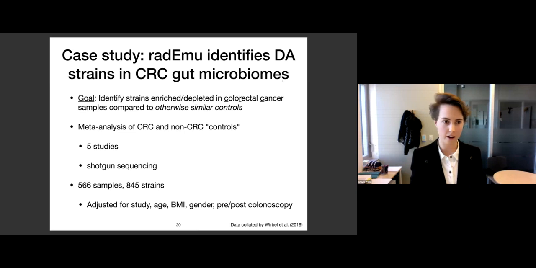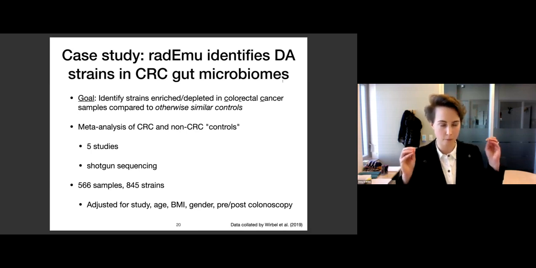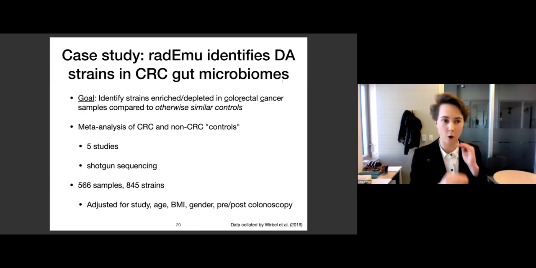Okay, so I told you earlier that what I'm interested in is identifying microbial strains that are more abundant or less abundant in the gut microbiomes of people with colorectal cancer compared to otherwise similar controls. And so what I'm looking for is when comparing populations that are from the same country and the same study, of the same age, of the same level of adiposity, of the same gender, and had similar information about when their stool sample was collected. I'm interested in comparing those populations when there's only a difference in colorectal cancer disease status.